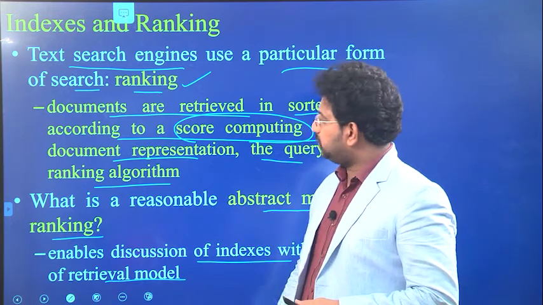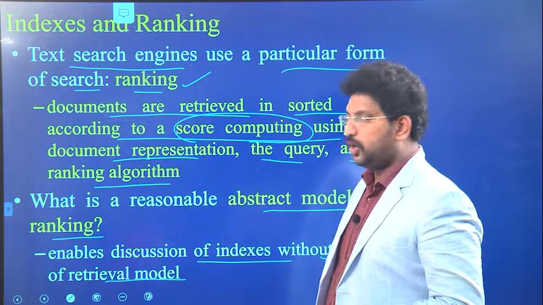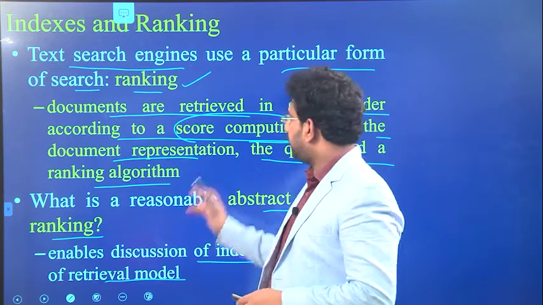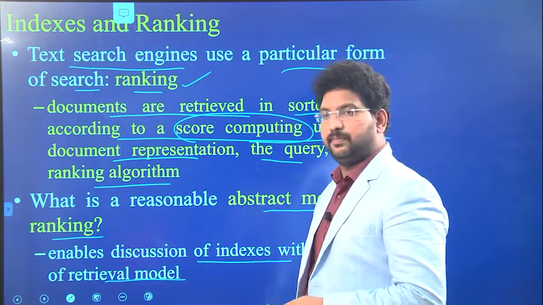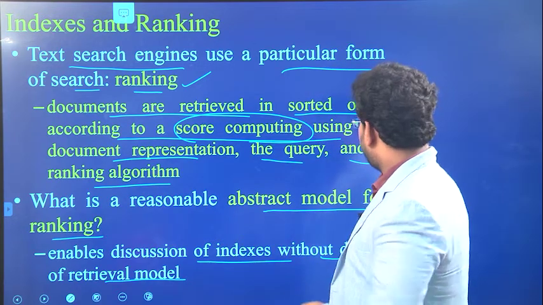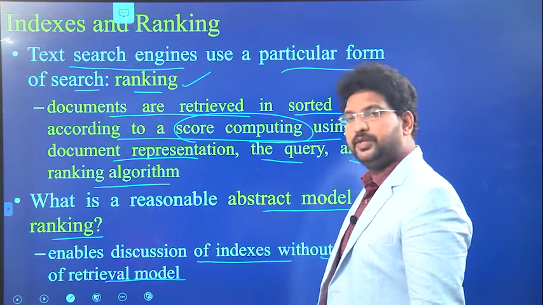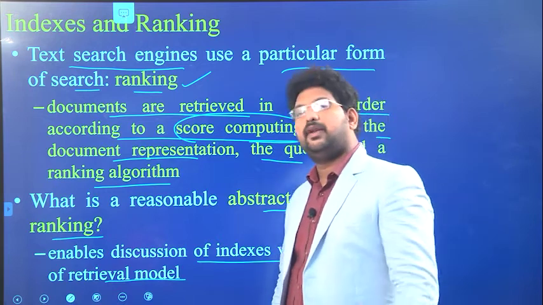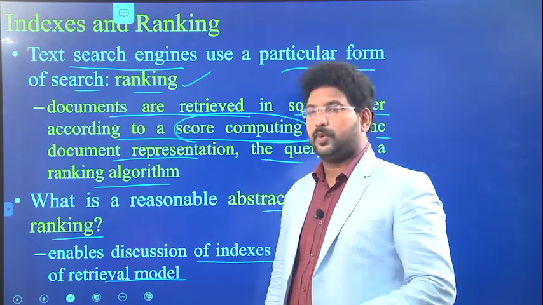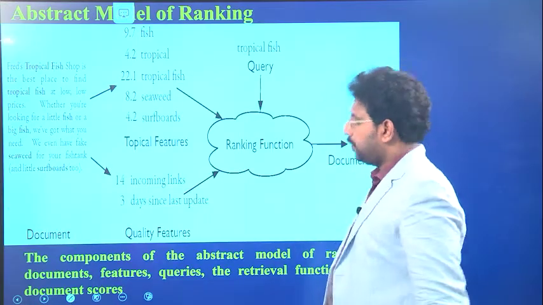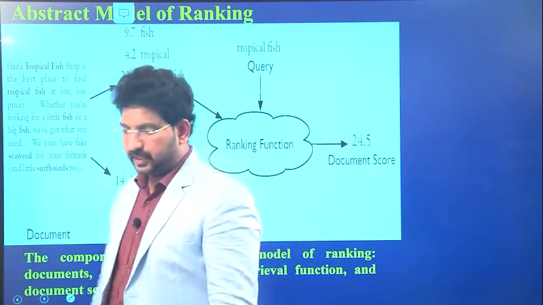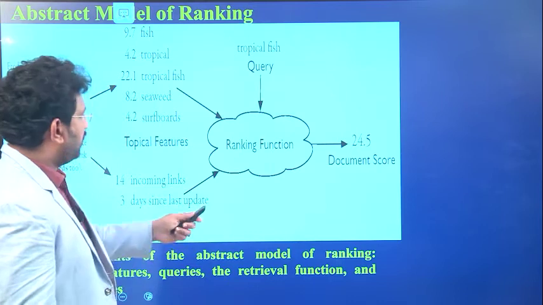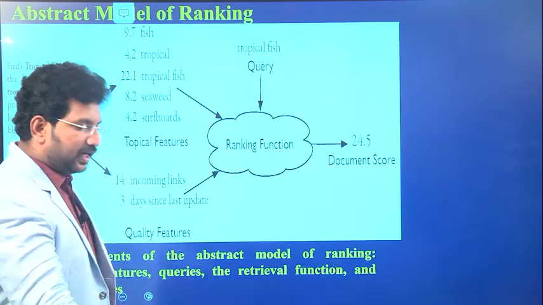So here we are going to understand that documents are retrieved in sorted order according to the scores computed using the document representation, the query, and the ranking algorithm. If you think about what is a reasonable abstract model for ranking, it enables the discussion of the indexes without the details of the retrieval models. Now the next concept is all about the abstract model of ranking. If you observe some of the words present in this document, you will be able to understand in a very clear manner.